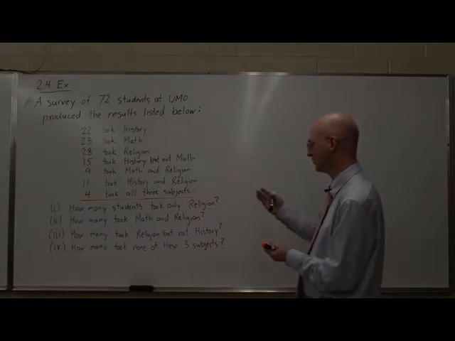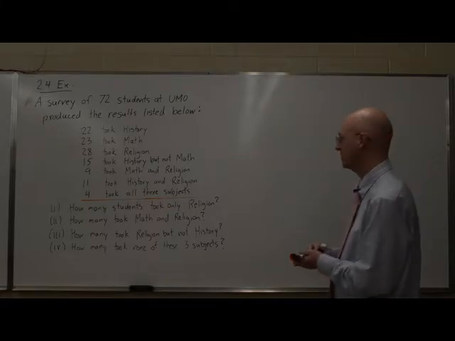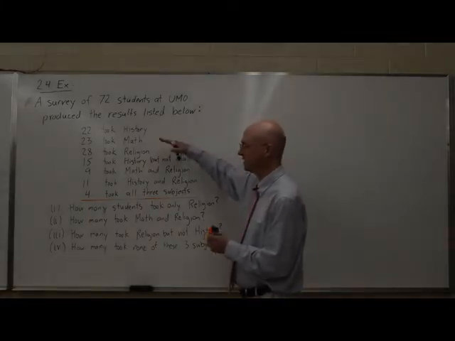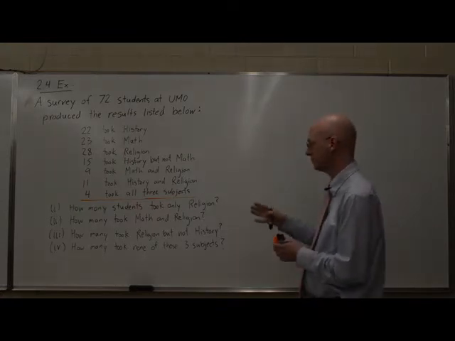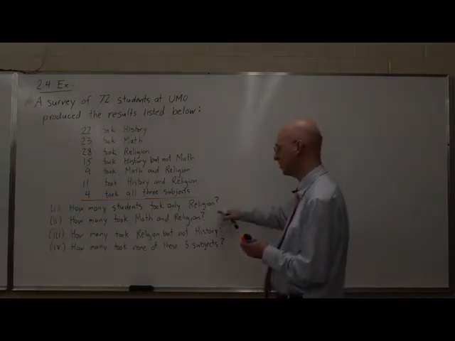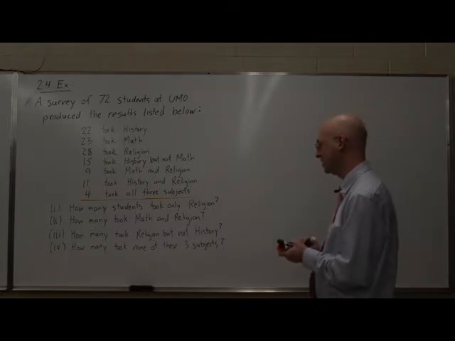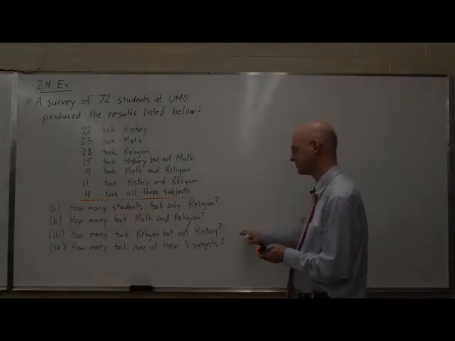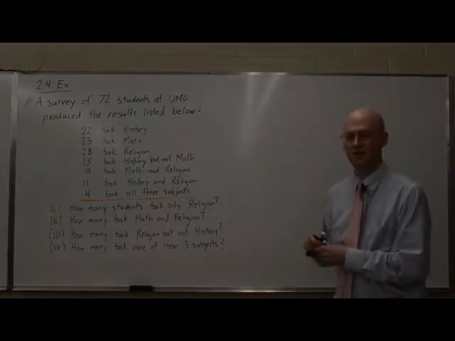So the first question we'll be able to answer is, how many students in this group took only religion? Right? In other words, 28 took religion, but that doesn't say that they only took religion. They might have taken religion and some other classes, like history or math. Second question, how many took math and religion? Third question, how many people took religion but not history? And the fourth question, how many of the 72 students didn't take any of these 3 classes?